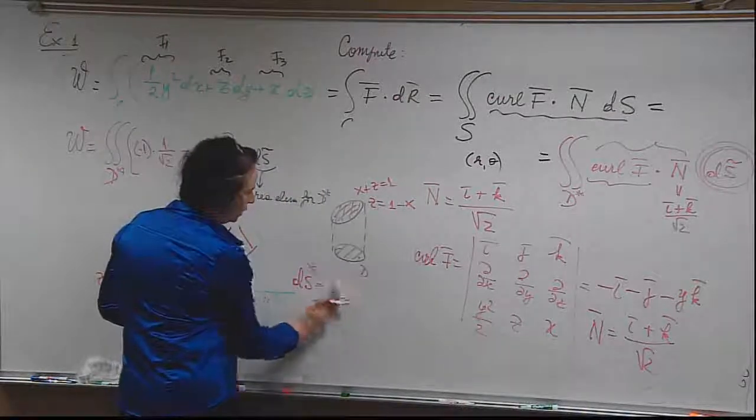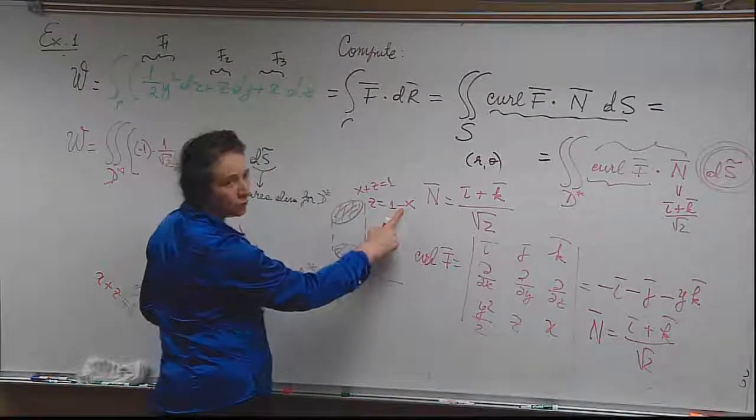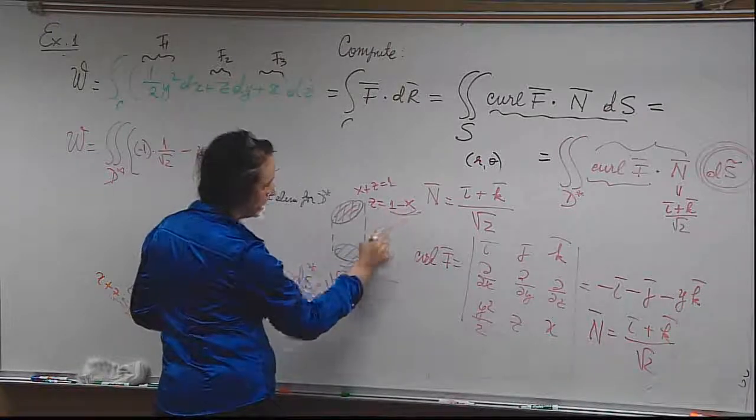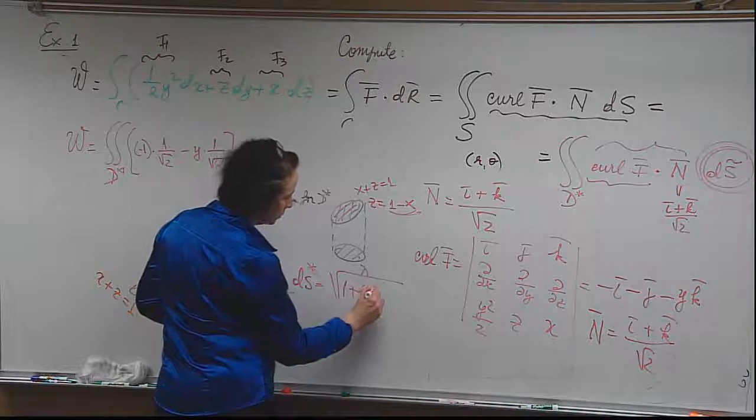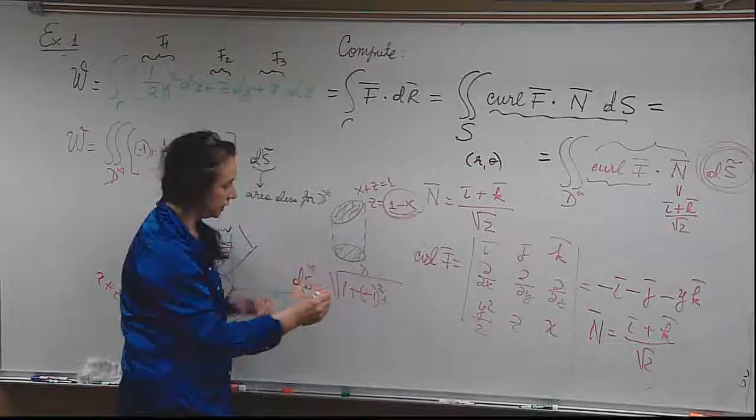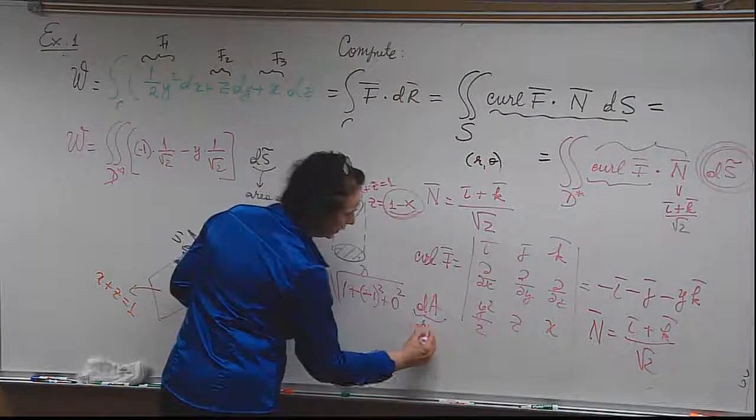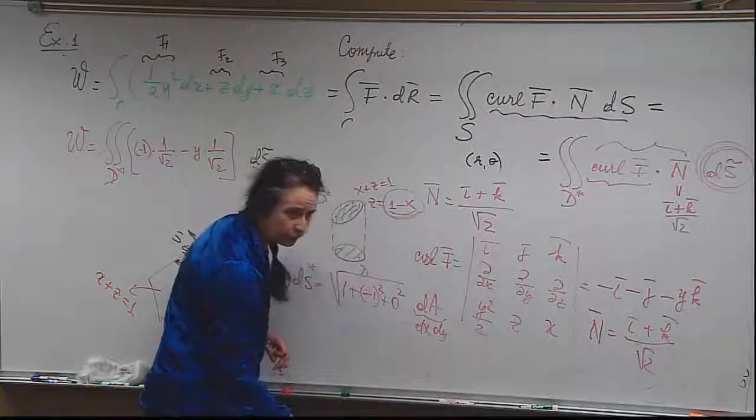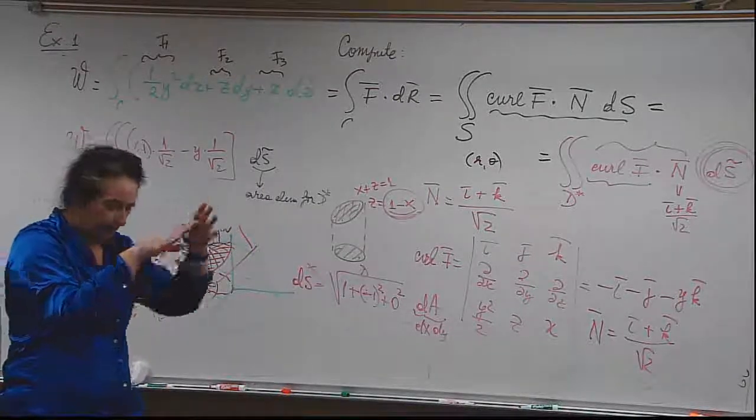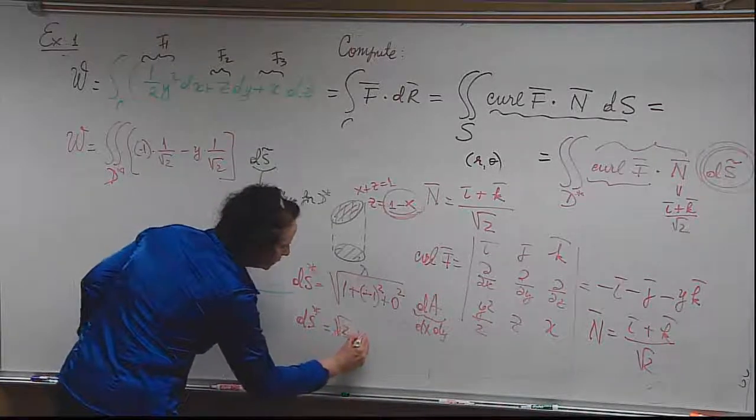So this is going to be the square root of 1 plus minus 1, the first partial. Are you guys with me? The partial with respect to x of this is minus 1, squared. Plus the partial with respect to y is 0, squared. And then comes dA. And who is dA? dA is dx dy in the floor plane. The dS star is the element on this plane that projects onto the floor plane. Good. So dS star is going to be square root of 2 dA.